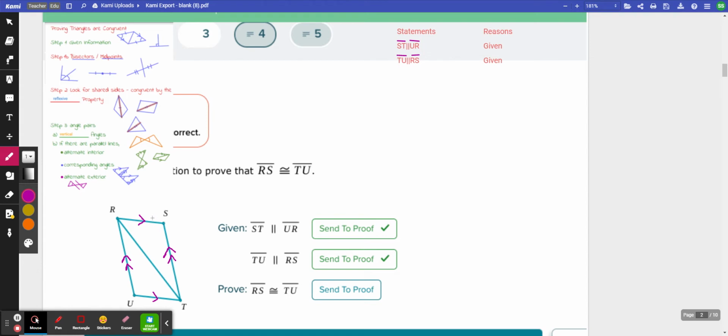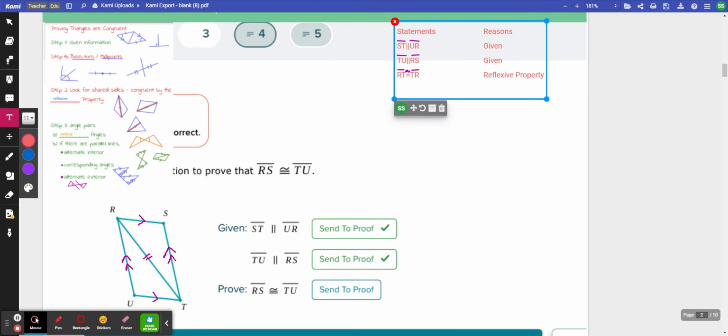So mark off in your diagram the parallel lines. Parallel lines you mark with little arrows, congruents you mark with little tick marks. Be careful not to mix those up because it's very easy at a glance to forget what's supposed to be congruent and what's supposed to be parallel. So make sure you're paying attention when you're looking at the diagram.